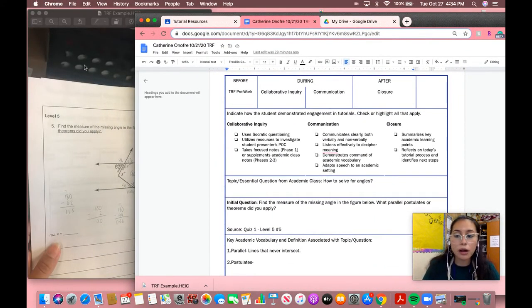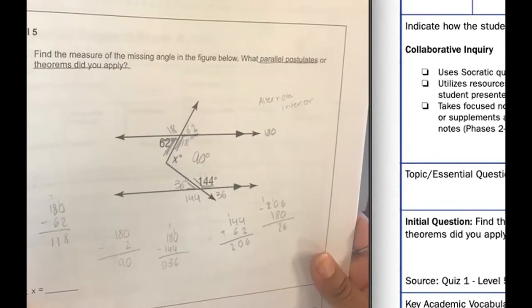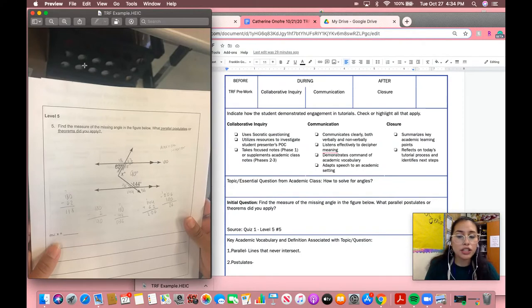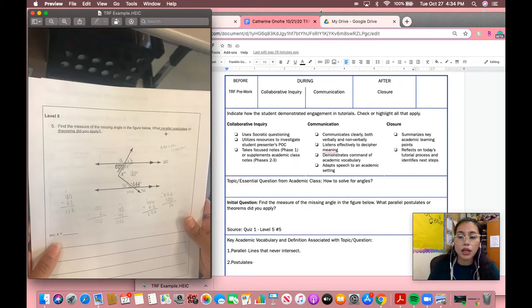So I have found a problem here, and this is from my math class. This is quiz 1, and it is number 5, level 5 problem. And we were learning about parallel postulates. So I'm going to read you the question. This says, find the measure of the missing angle in the figure below. What parallel postulates or theorems did you apply?